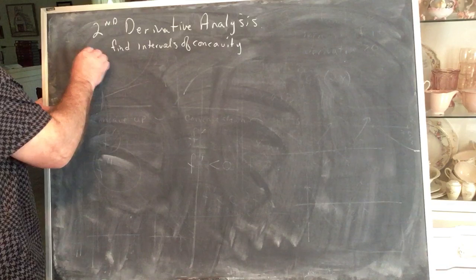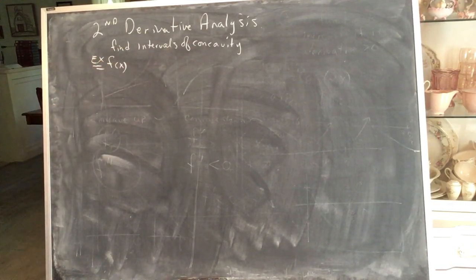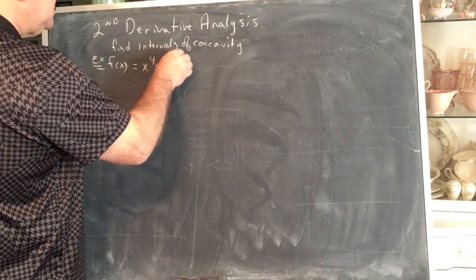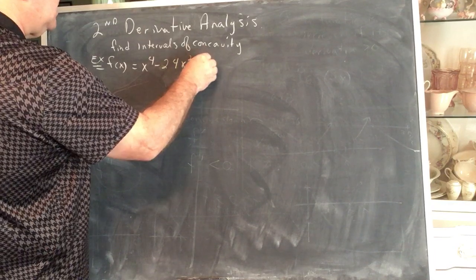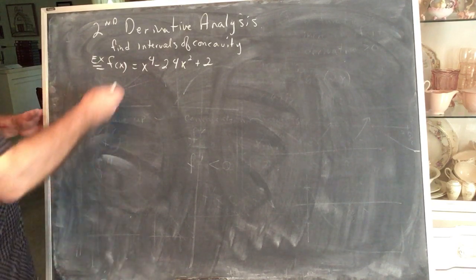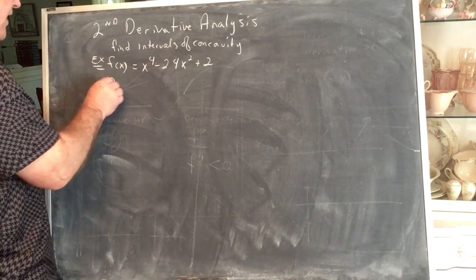Suppose we're given a function here, and my original given function is x to the fourth minus 24x to the second plus 2. All right? And so what do we need to do? The same thing as before. We need to find the critical values. But for the second derivative analysis, we need to use the second derivative to find all these values.